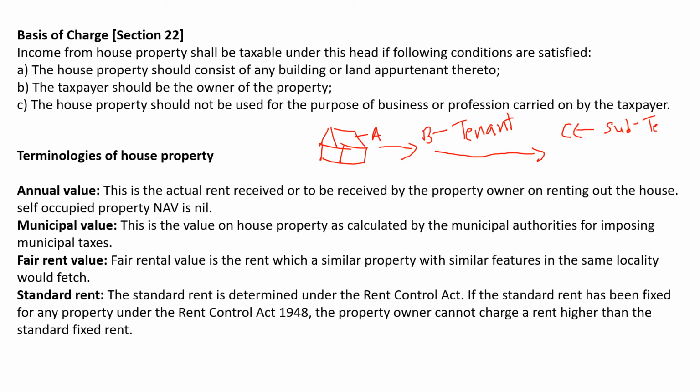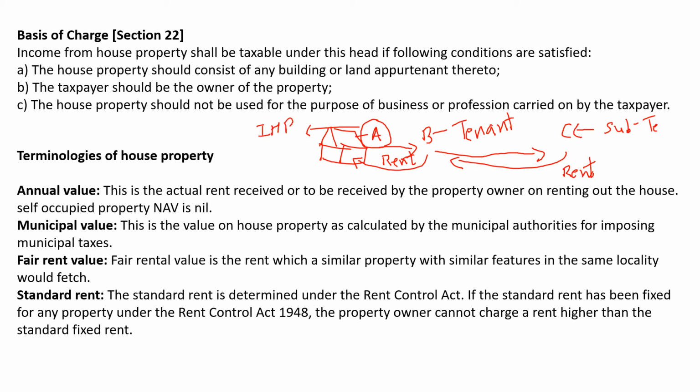Now B is also earning rent from C. He is getting a rent, and B is also providing rent to A. So from these rents, whether it will be charged as income from house property: the rent which A is getting from B will be considered as income from house property.